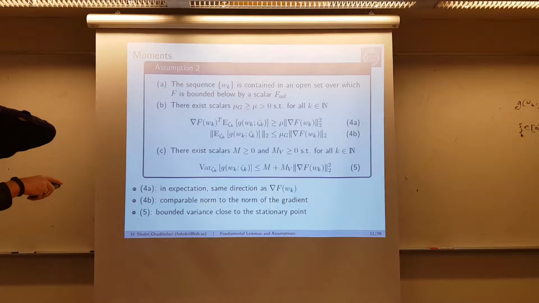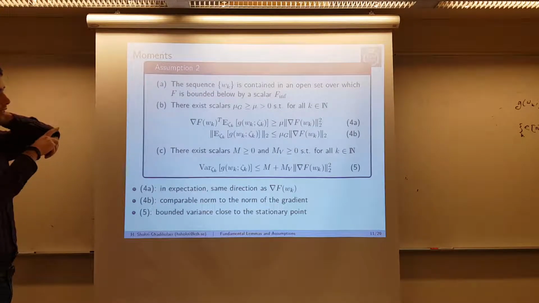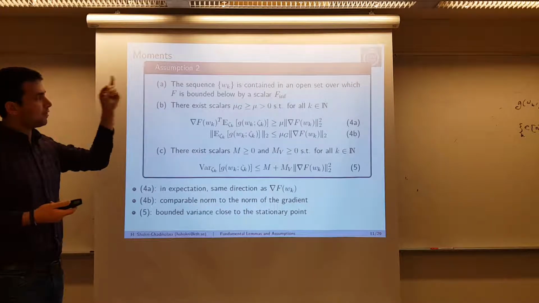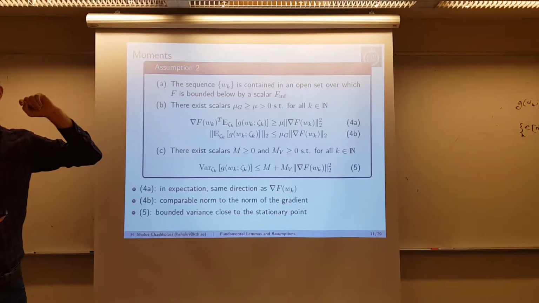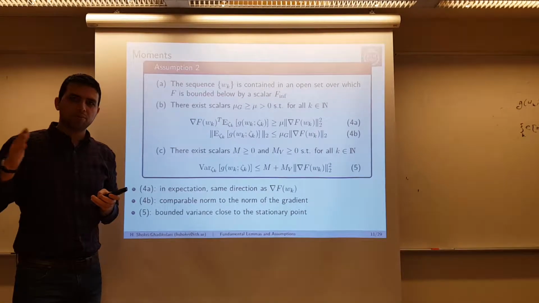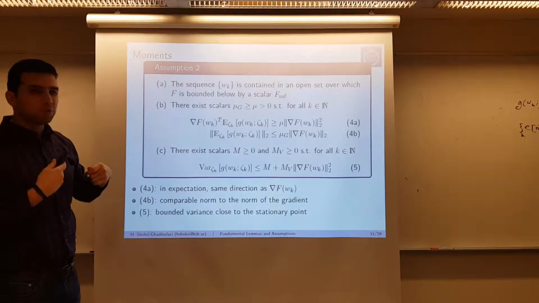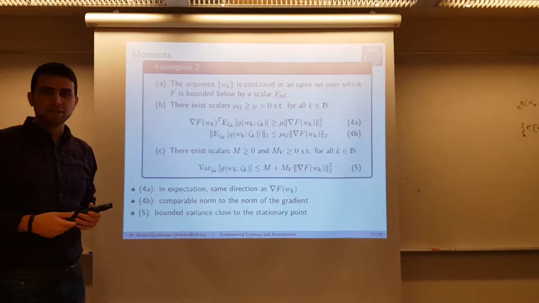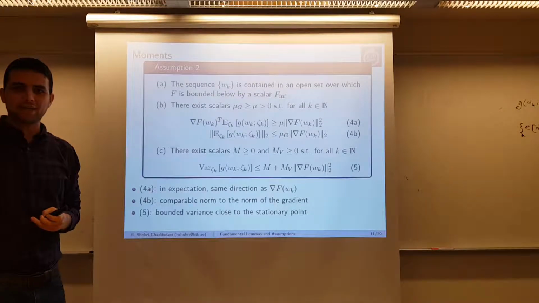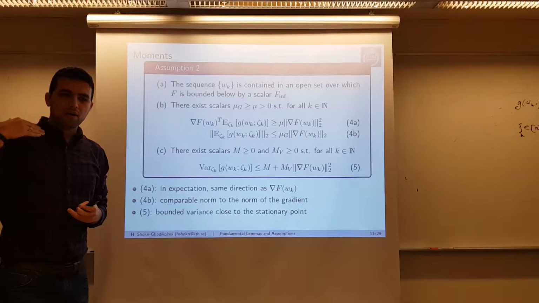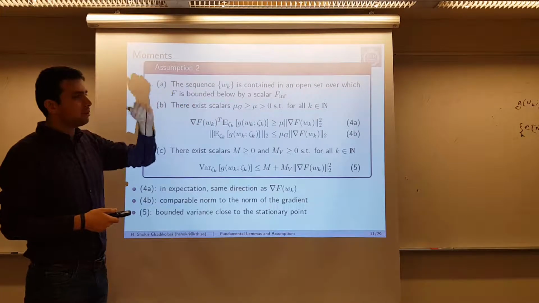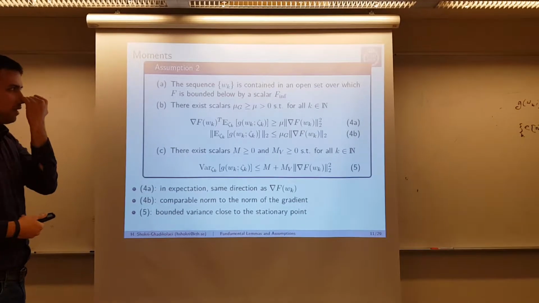Assumption 2. The first thing in assumption 2 is that the sequence of w_k is contained in an open set over which f is bounded below by some scalar f_inf. So it's nothing but you are iterating and then finding some w. Just to make a little bit more restrictive comment on that, assume that the whole set of functions over which you are optimizing, the whole calligraphic L, w, all the evaluation of the function over that is bounded below by some scalar f_inf. Okay?